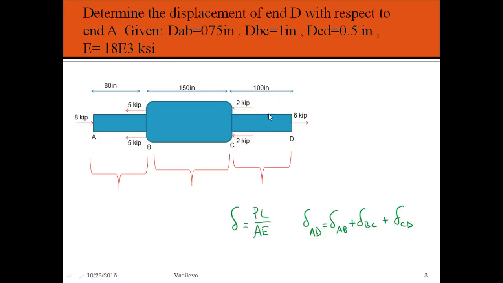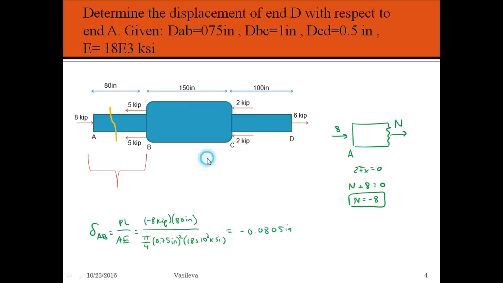Two important equations: delta equals PL over AE. And the other thing is that the total displacement of the entire body equals the sum of the displacement of each body. So in this case, displacement from A to D will equal displacement AB plus BC plus CD. So all we have to do is find the displacement for each portion.